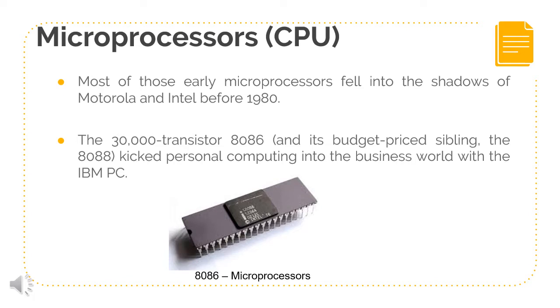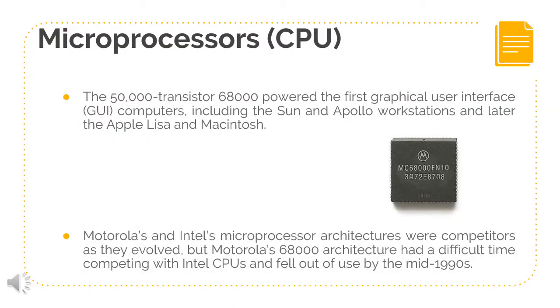The 30,000 transistor 8086, and its budget-priced sibling, the 8088, kicked personal computing into the business world with the IBM PC. The 50,000 transistor 68000 powered the first graphical user interface, GUI, computers, including the Sun and Apollo workstations and later the Apple Lisa and Macintosh. Motorola's and Intel's microprocessor architectures were competitors as they evolved, but Motorola's 68000 architecture had a difficult time competing with Intel CPUs and fell out of use by the mid-1990s.